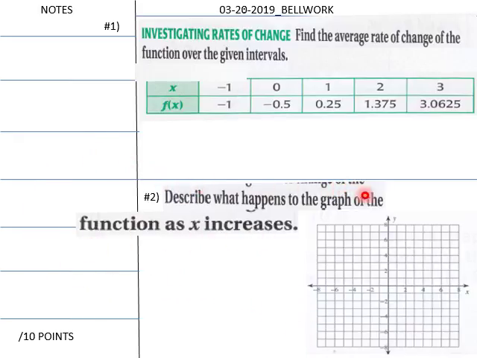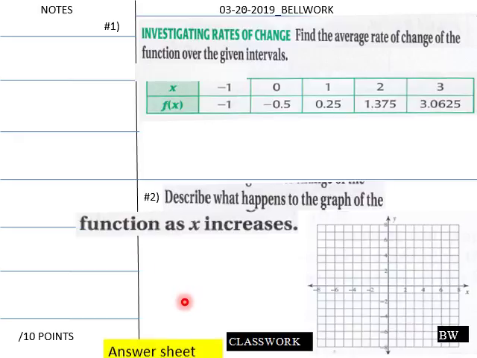Describe what happens to the graph of the function as x increases. So you were referring to up here. And find the average rate of change of the function over the given intervals for here. If you need more room, students, attach a sheet here and staple it.